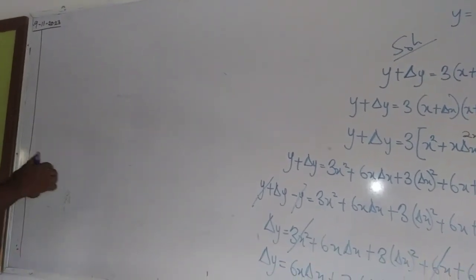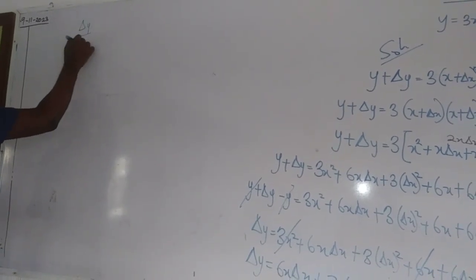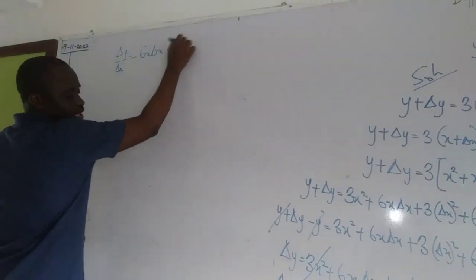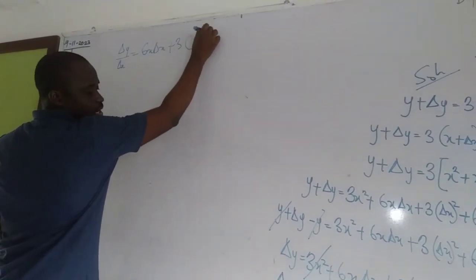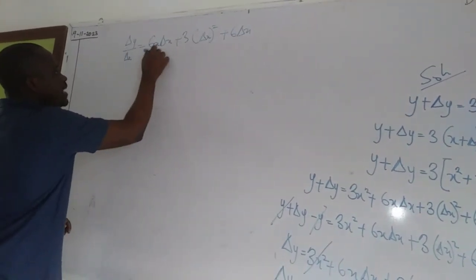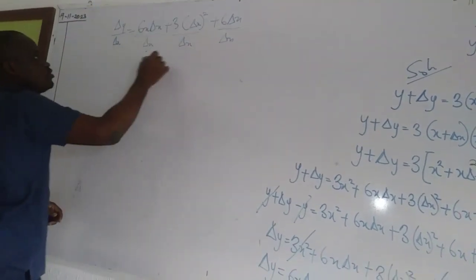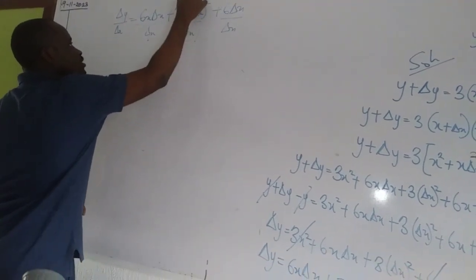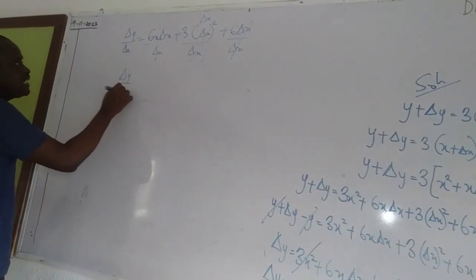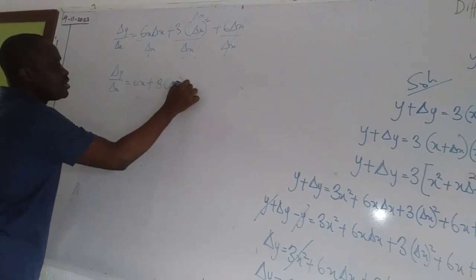The next thing I'll do is to divide through by delta x. So this will be delta y over delta x equals to what? 6x delta x, then plus 3 into bracket delta x squared plus 6 delta x. Divide all of this by delta x. Divide through by delta x. This cancels. This cancels this one. This will cancel this. Delta x will remain. This cancels. So delta y over delta x equals to 6x plus 3 into delta x plus 6.